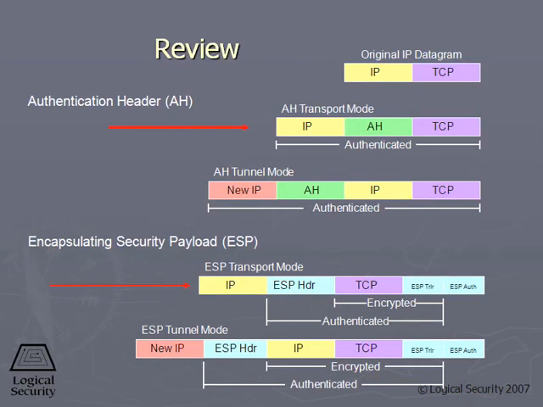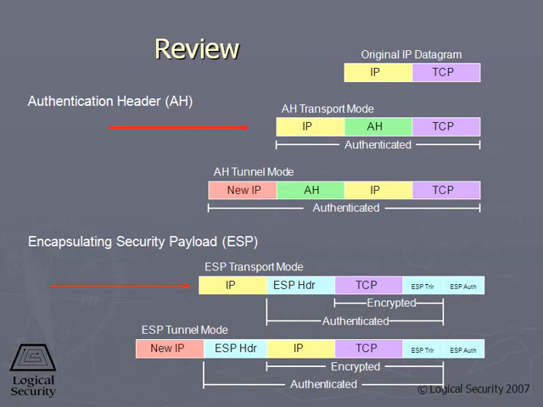So again, with the authentication header, the pieces that are going to be authenticated are the data payload, the TCP header, the IP header. And if authentication header protocol is working in tunnel mode, it will include a new IP header. And if ESP is working in transport mode, it's going to encrypt the data payload, the transport, and the ESP header.